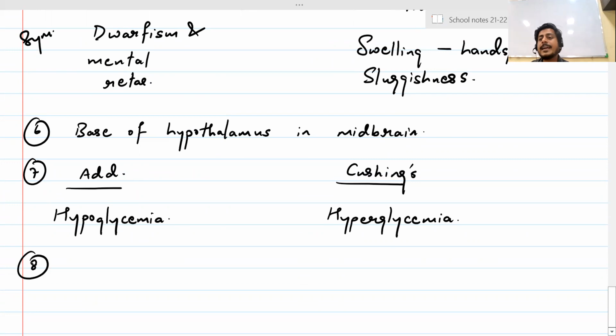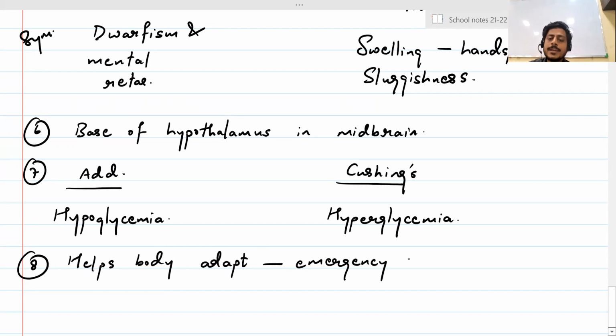Eighth one is function of adrenaline. So adrenaline comes from the adrenal medulla. It is the emergency hormone. What does it do? So adrenaline basically helps the body to adapt. What does it help the body to adapt to? It helps the body to adapt to emergency conditions. And how does it help the body adapt to emergency conditions? It can be by fight, which is facing the situation, or flight, which is running away from the situation. So fight or flight. So function of adrenaline was to help the body adapt to emergency conditions by fight or flight.